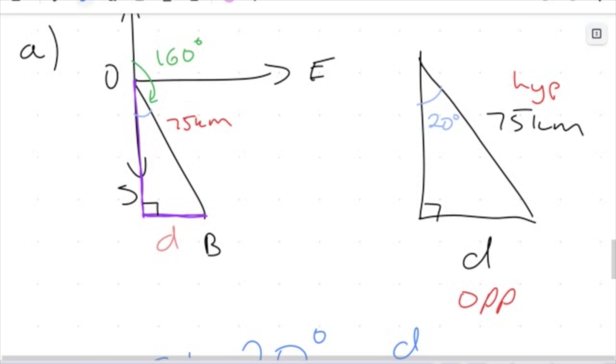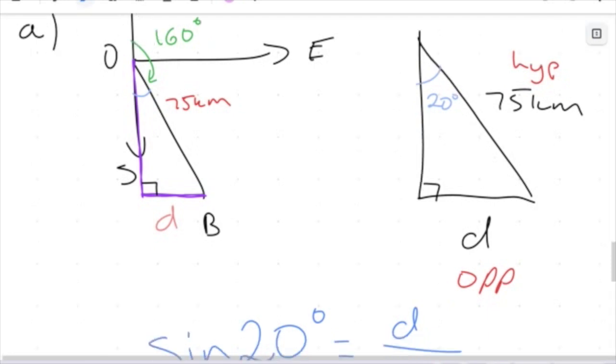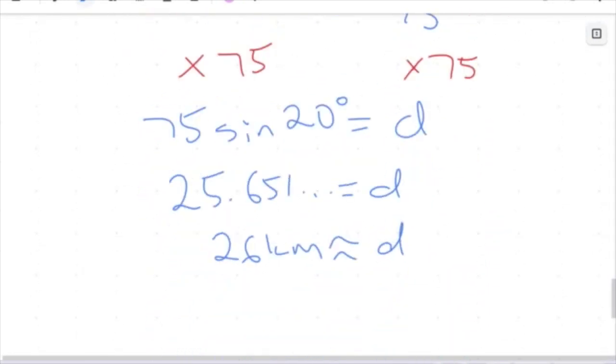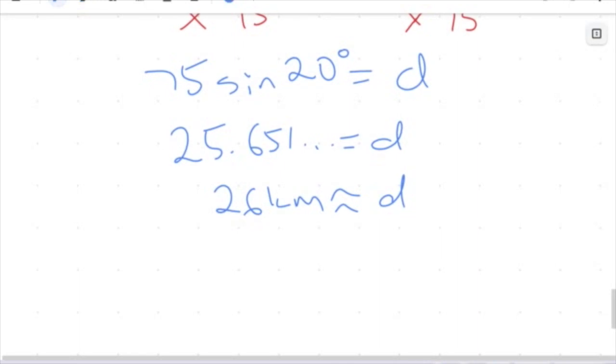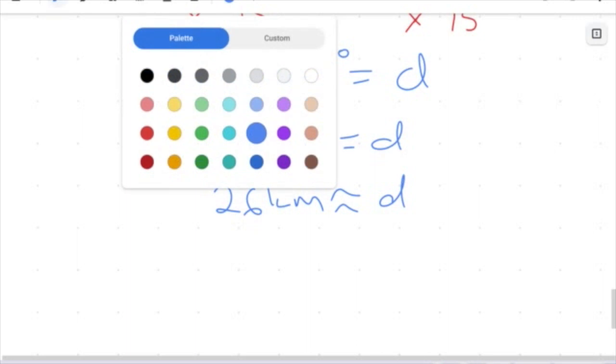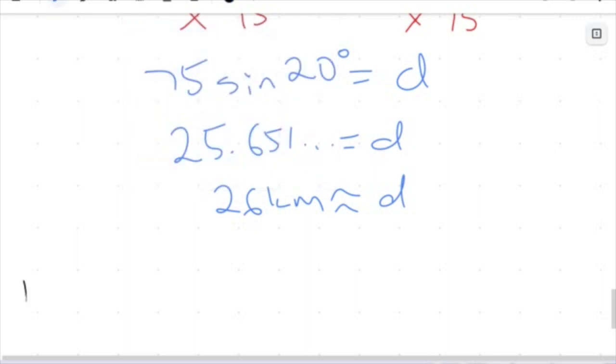And so it becomes the same one that we've been doing all the way up until now. So that is part A. Now part B asks us, what is the bearing of O from B?